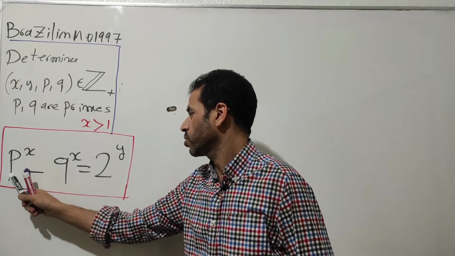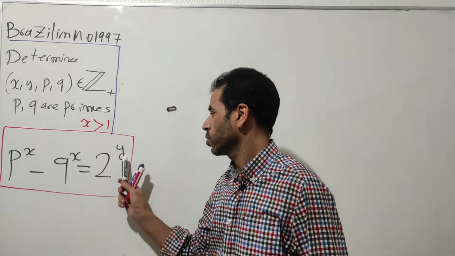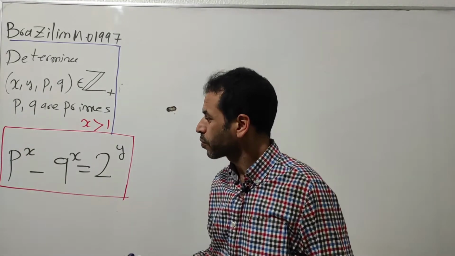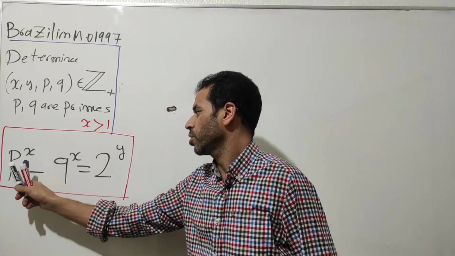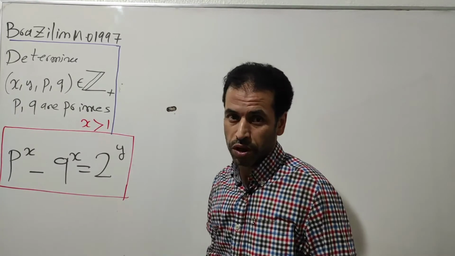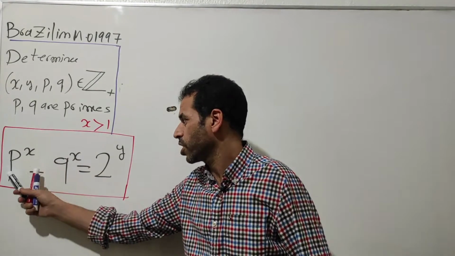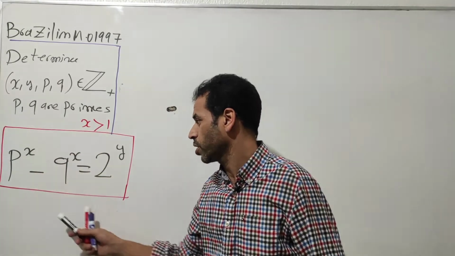We have the difference of these primes with the exponent x equal to the power of 2 to the y. Without any argument, it's clearly these primes are odd primes, because we have a difference equal to a power of 2. In fact, this is a very nice and interesting equation. Hopefully everybody is excited to work on this one.